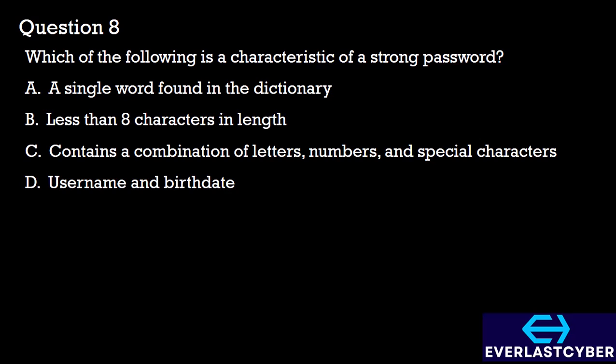A. A single word found in the dictionary. B. Less than 8 characters in length. C. Contains a combination of letters, numbers, and special characters. D. Username and birth dates. Going through the options, it's obvious that the best answer is option C.